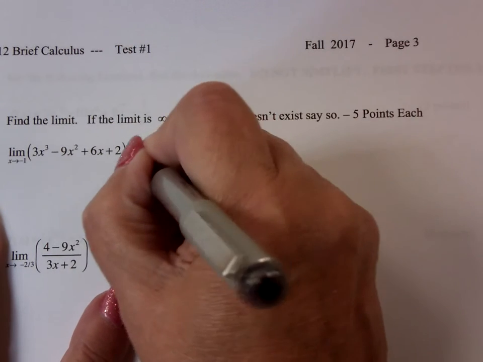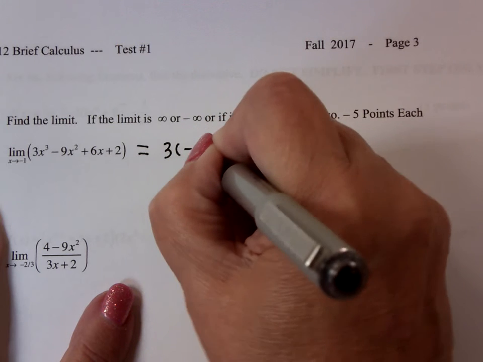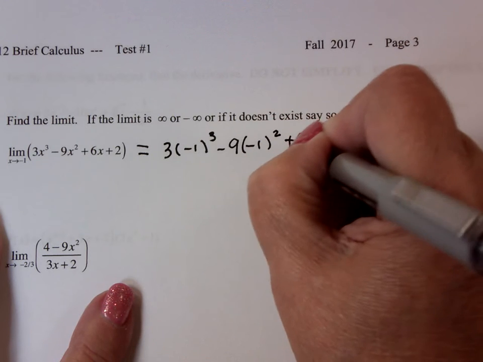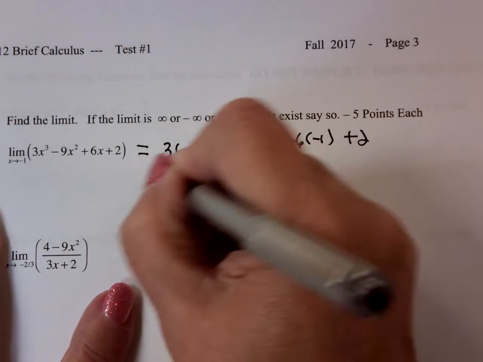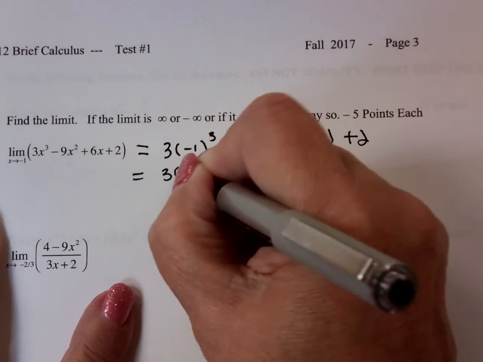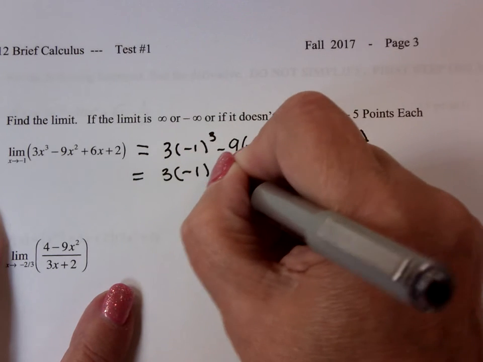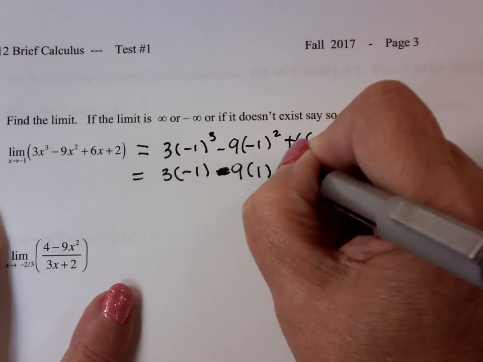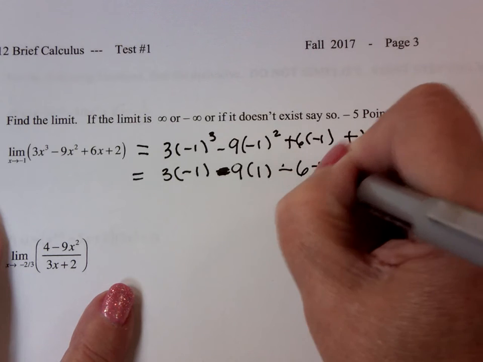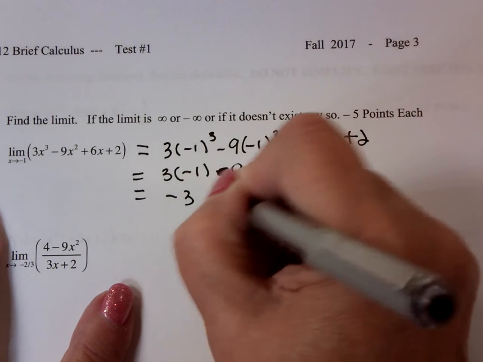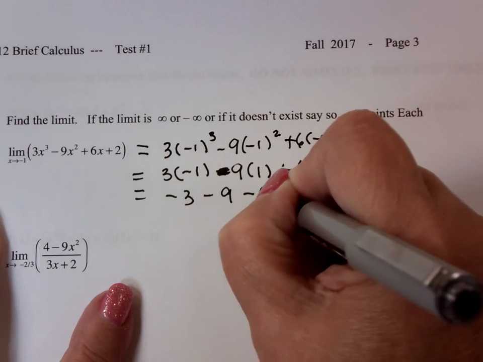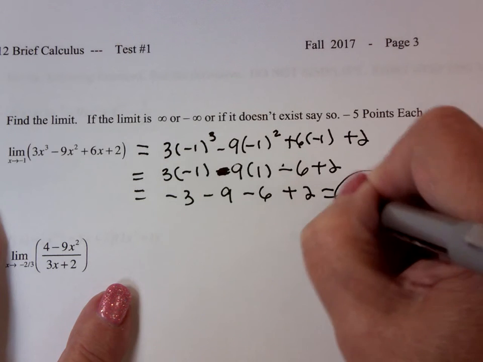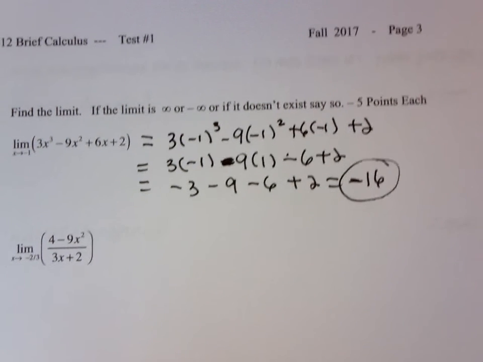Plug it in, and I'd have 3 times negative 1 cubed minus 9 times negative 1 squared plus 6 times negative 1 plus 2. 3 times negative 1 cubed is negative 3, minus 9, negative 1 squared is 1, minus 6 plus 2, which is negative 3 minus 9 minus 6 plus 2, and it turns into negative 16. So the limit is negative 16.